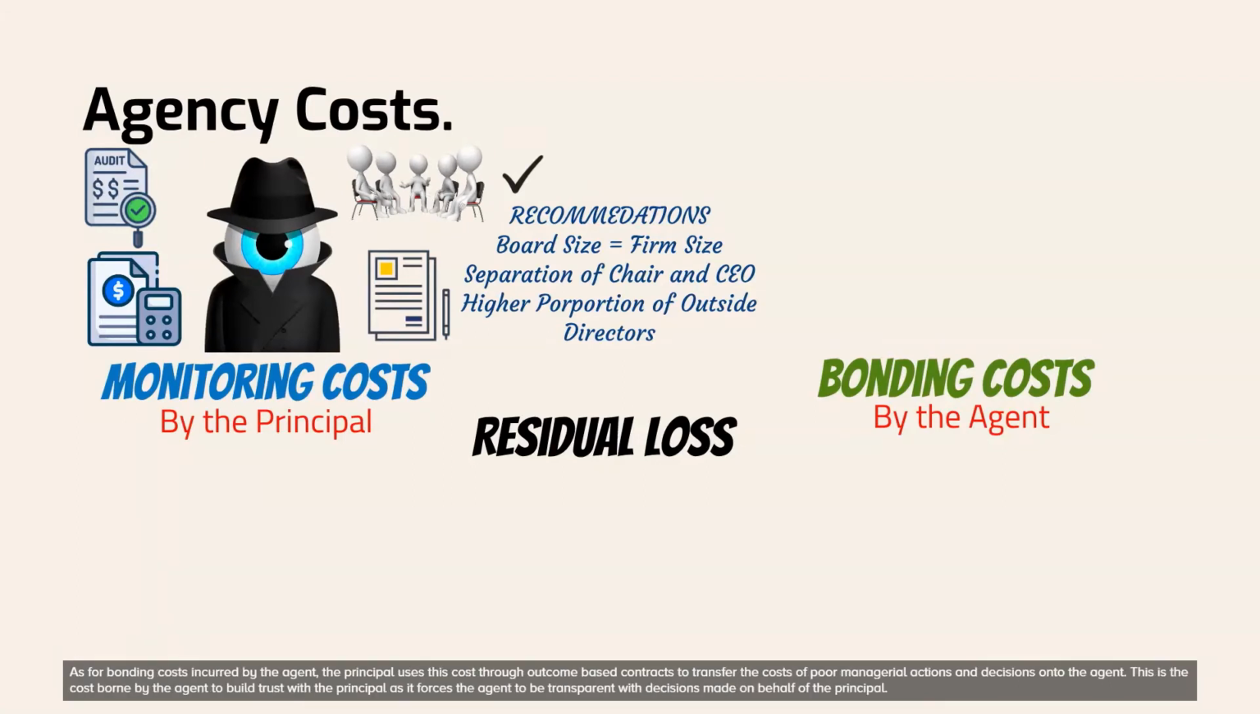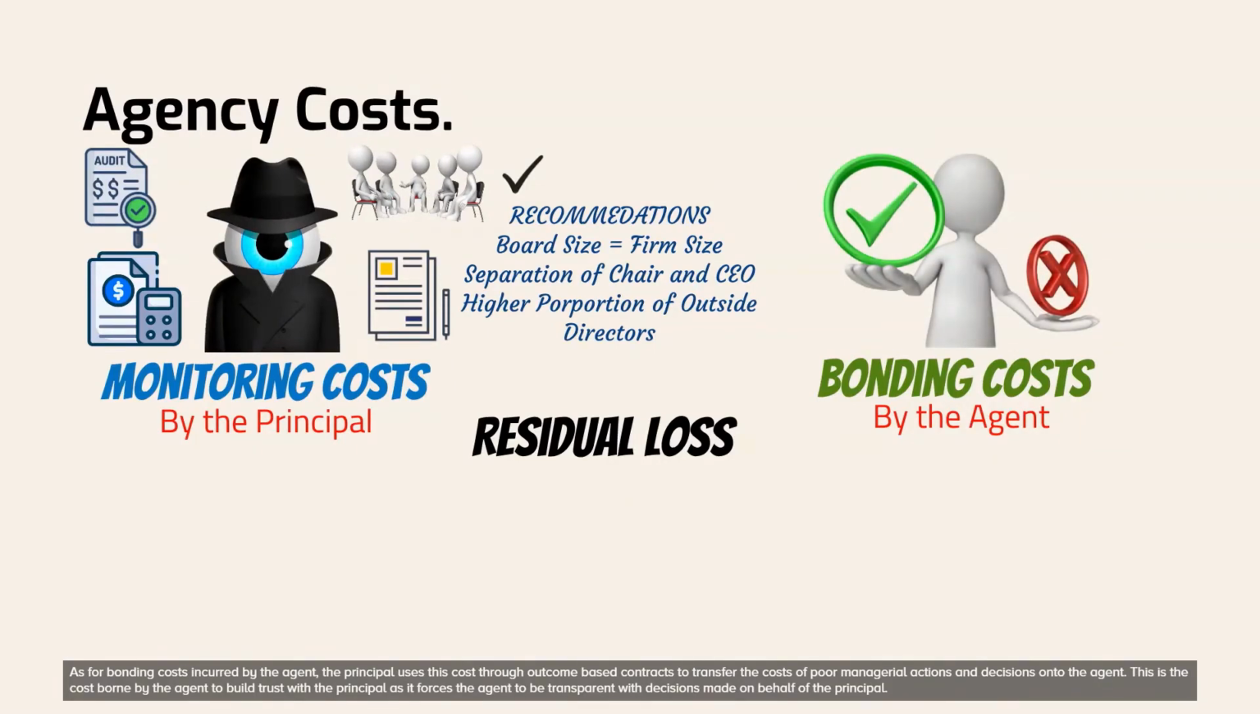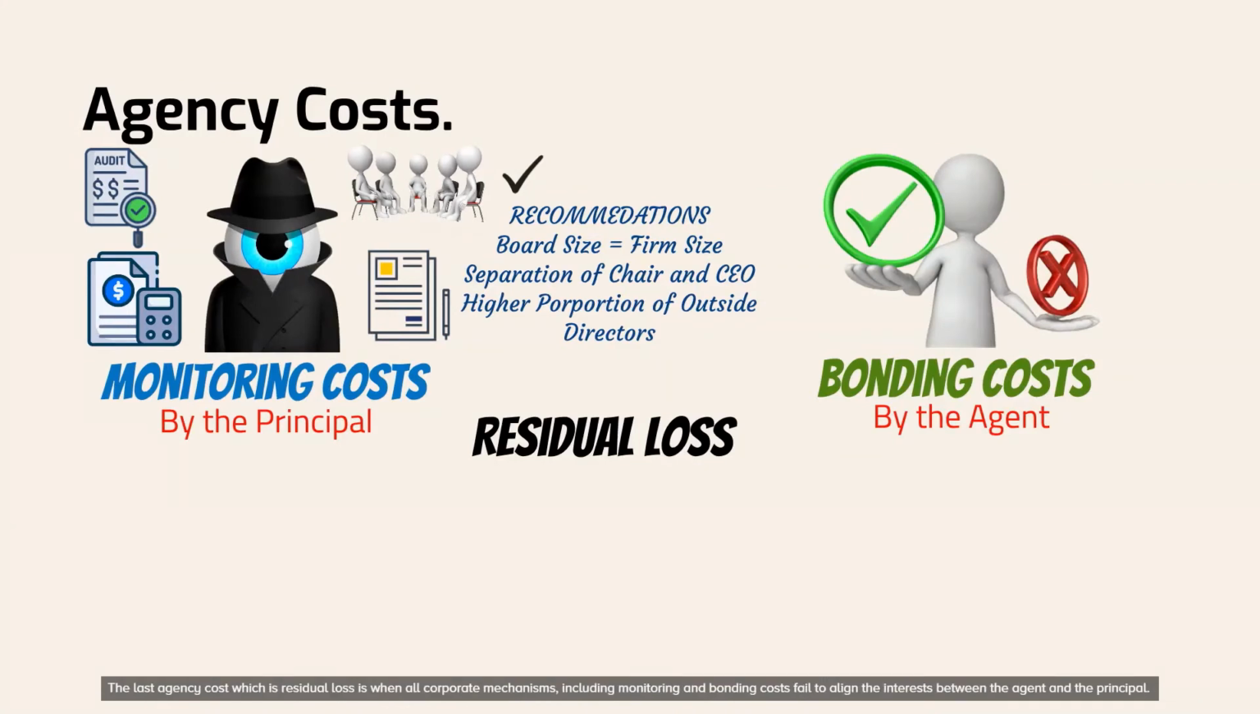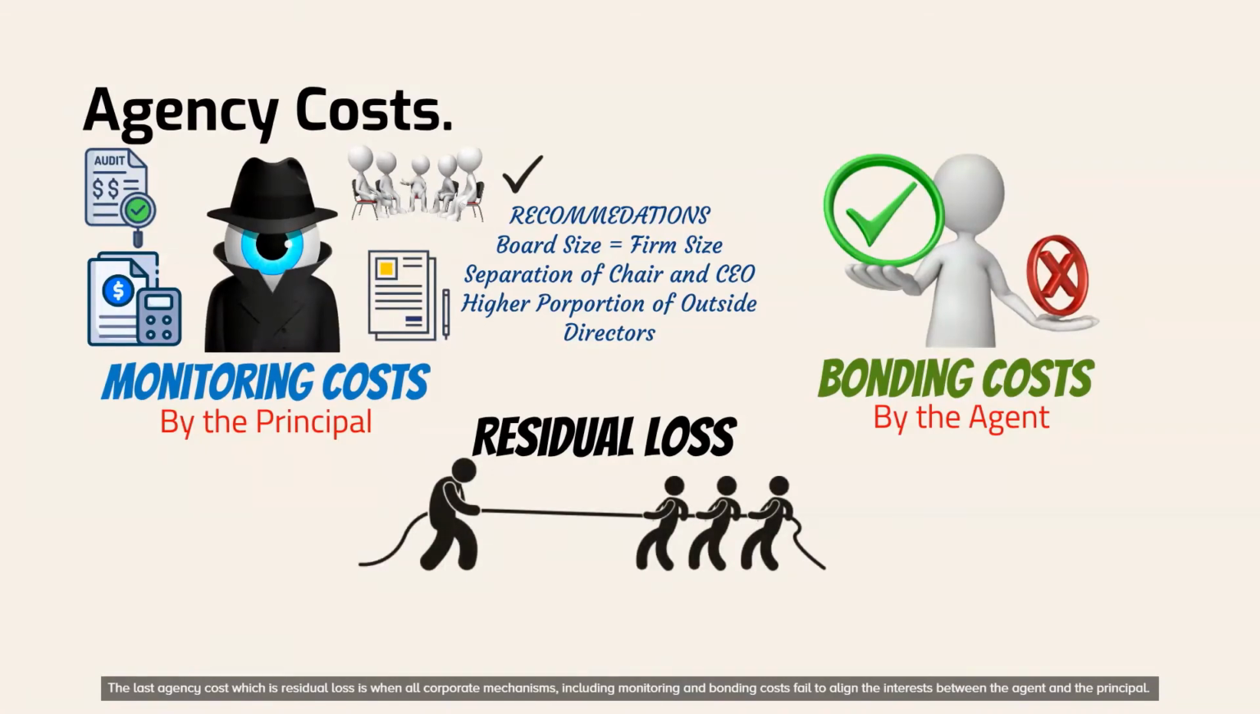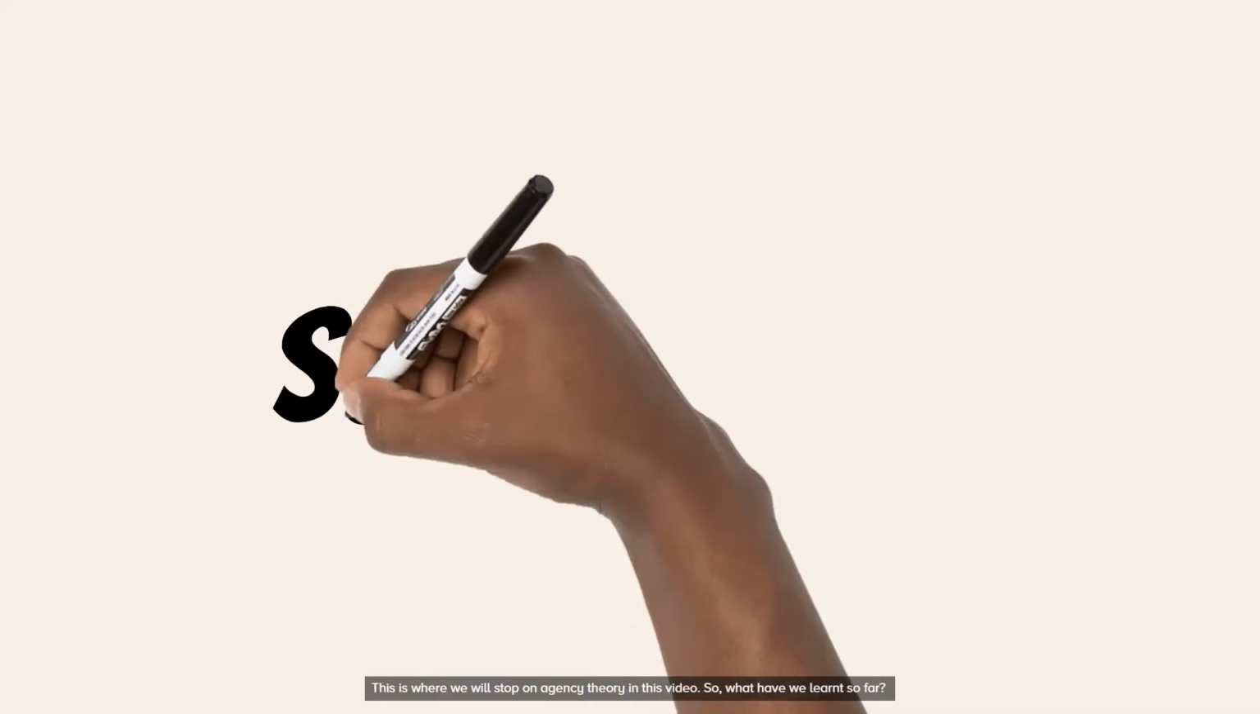As for bonding costs incurred by the agent, the principal uses this cost through outcome-based contracts to transfer the costs of poor managerial actions and decisions onto the agent. This is the cost borne by the agent to build trust with the principal, as it forces the agent to be transparent with decisions made on behalf of the principal. The last agency cost, which is residual loss, is when all corporate mechanisms, including monitoring and bonding costs, fail to align the interests between the agent and the principal. This is where we will stop on agency theory in this video.